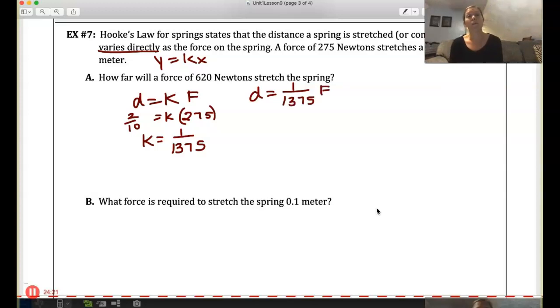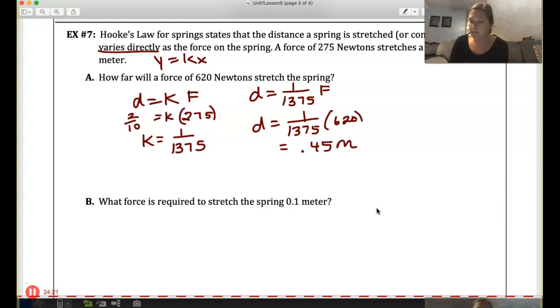So how far will a force of 620 newtons stretch it? Plug that in for F. 620 over 1,375 gets you, sorry, this chair is really wobbly, 0.45 meters will be how far the spring will stretch. Okay, so then for part B, it's asking us what force is required to stretch the spring 0.1 meter.